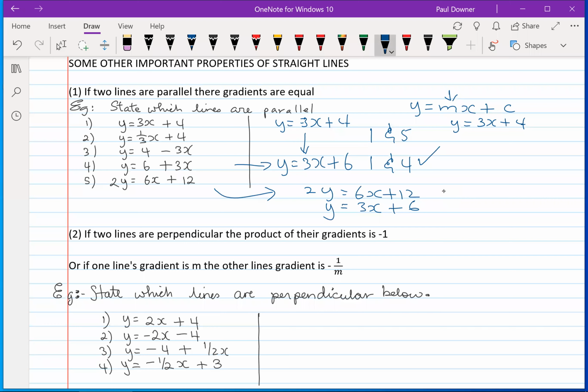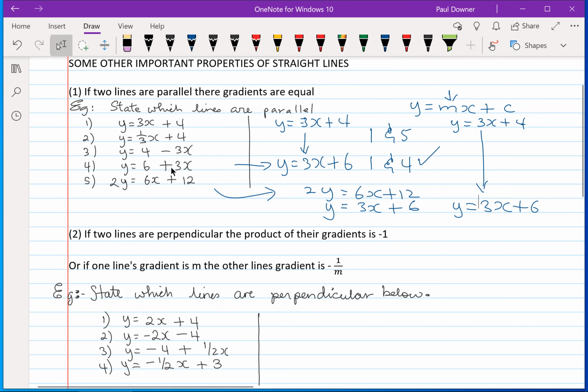So let me write it right here. y is equal to 3x plus 6. That's y is equal to mx plus c. If you notice, the 3 is there again when it is in that form, y equal to mx plus c. Okay, so that's about it for recognizing when lines are parallel and their gradients are equal.